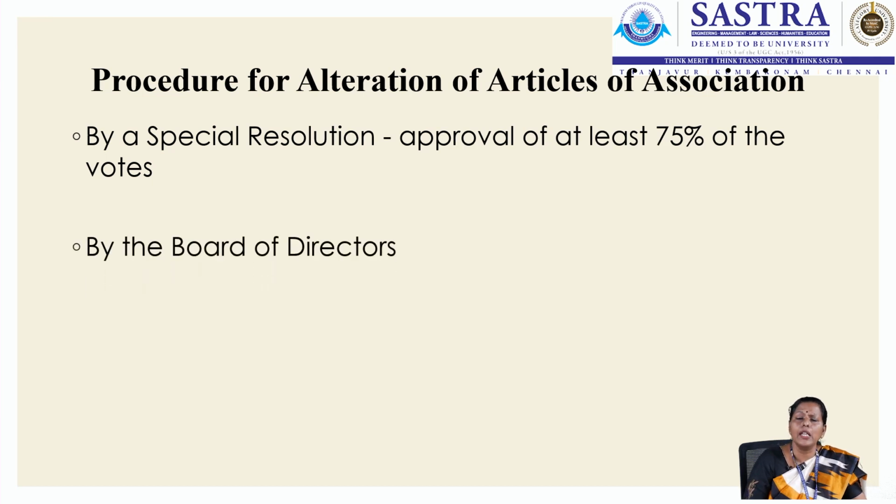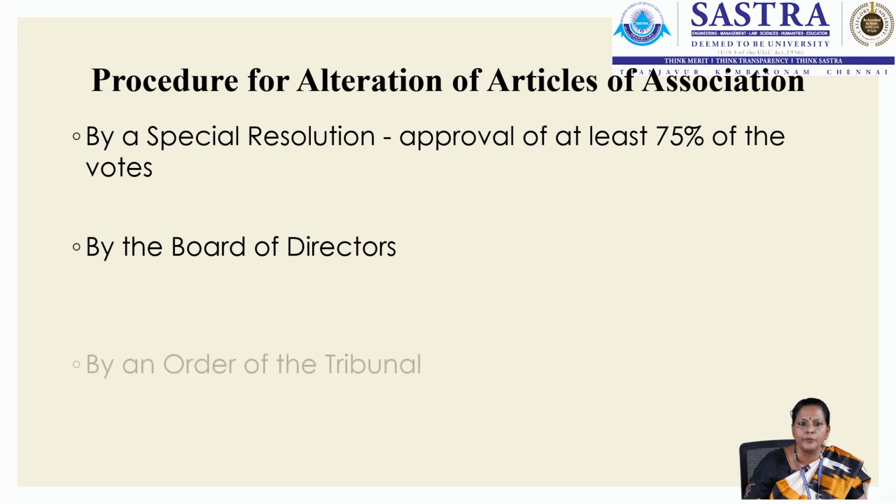The next is that the alteration can be done by the board of directors. This is possible only when there is a provision in the articles of association where it is clearly mentioned that the board of directors are given the right to make alterations. If they are given the right, they can bring changes in the articles of association. Even though the board of directors are given the power to alter the articles of association, still the alterations should be ratified by the members in the general meeting.